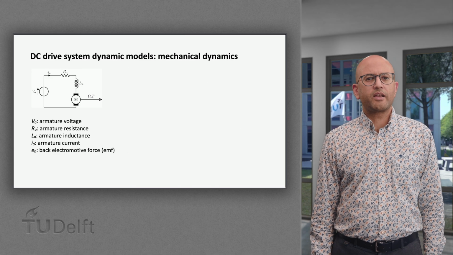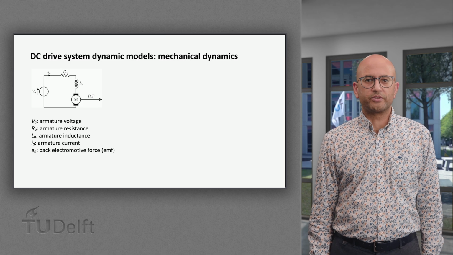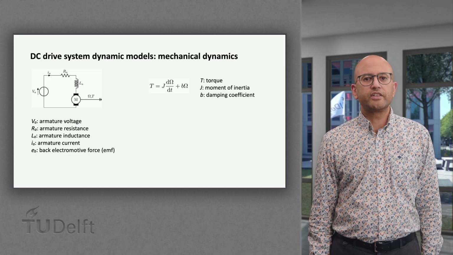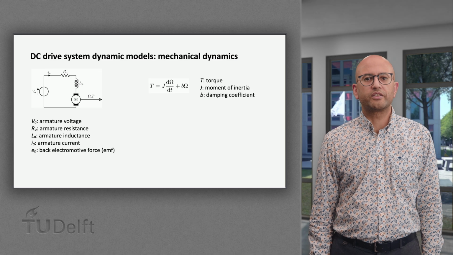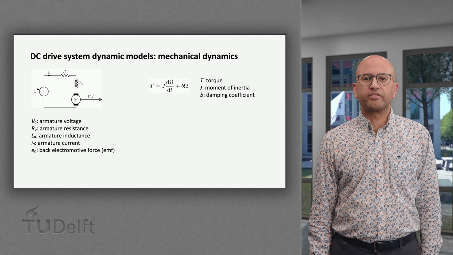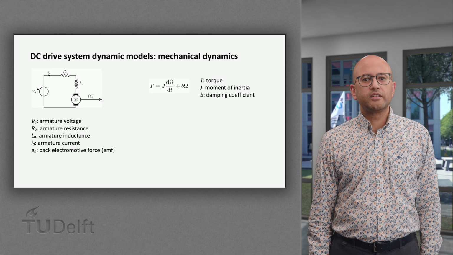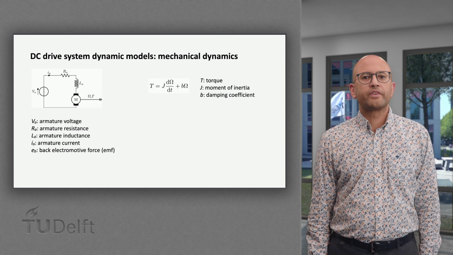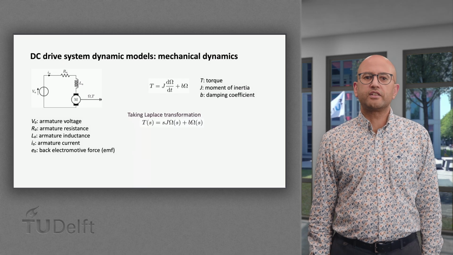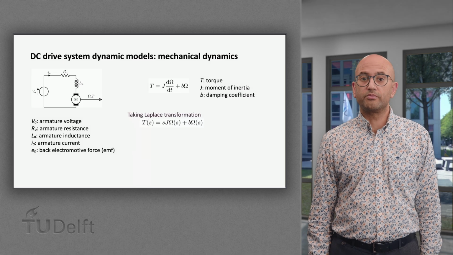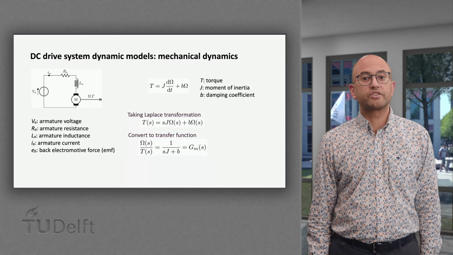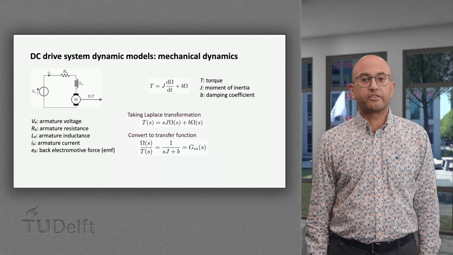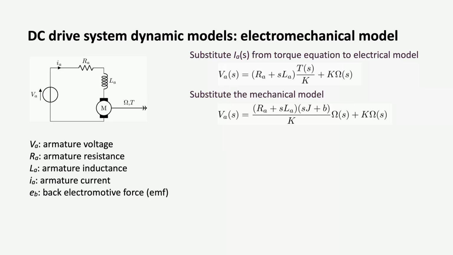Let's continue to describe the mechanical dynamic of the DC motor. According to Newton's law, we can write the differential equation describing the rotational dynamic, where J is the moment of inertia of the rotor and the load, and B is the damping coefficient. Taking the Laplace transformation and transforming the equation to the s domain, the transfer function describing the mechanical dynamic is obtained. In this lecture, we will denote this by G_M.